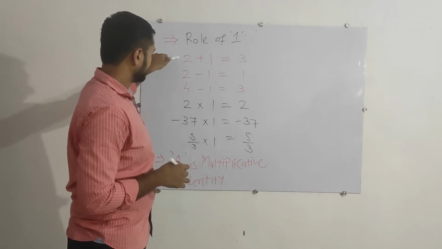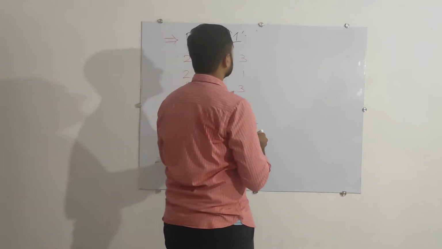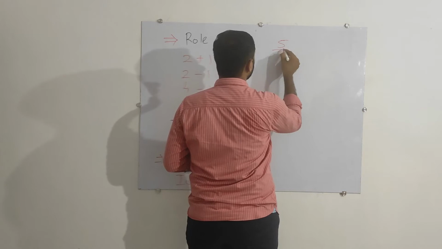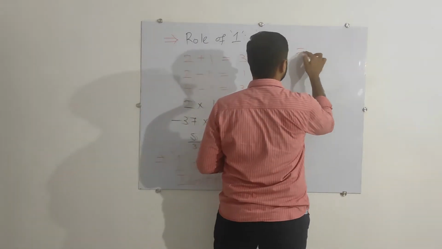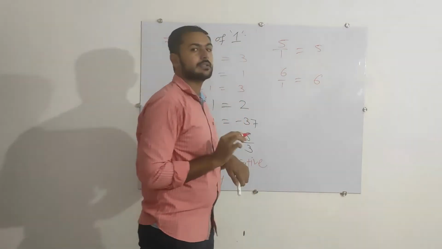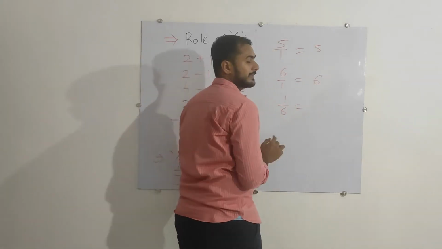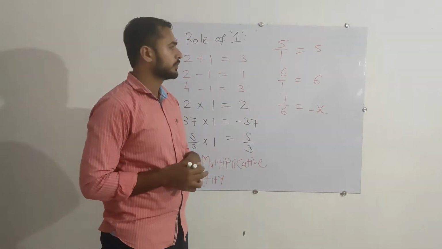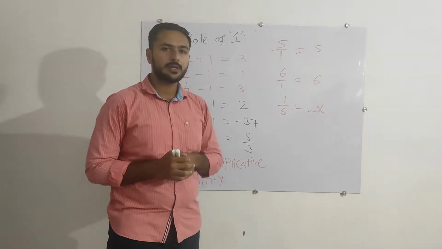Now we have discussed addition, subtraction and multiplication; division remains. So 5 divided by 1, the answer is the same, 5. 6 divided by 1 is 6. But suppose I do 1 divided by 6, that's not the same. That's not the same. So this is all about the role of 1 for the different operations.